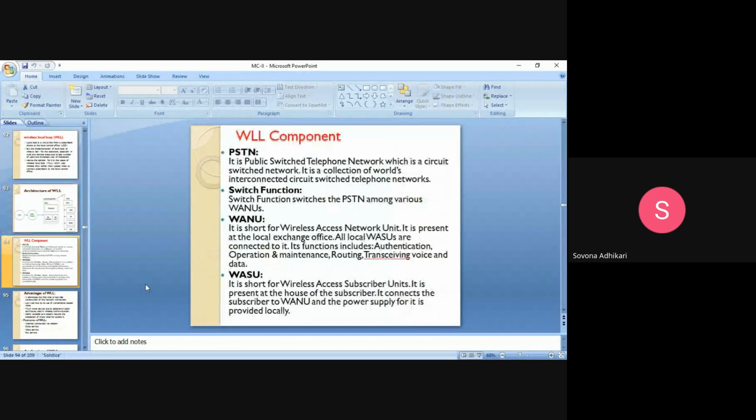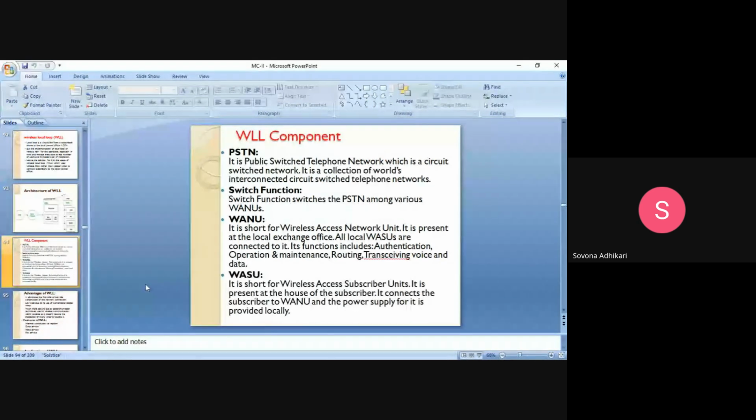So all the local WSU are connected to it. Its function includes authentication, operation and maintenance, routing, transceiving voice and data. Authentication is whether you are an authorized user or not. You may have some user ID and password, or some authentication code, so that it recognizes that you are the authorized user.